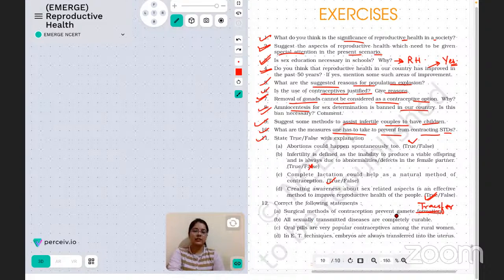Now, all sexually transmitted diseases are completely curable? No. कुछ ही curable होते हैं, कुछ uncurable होते हैं. Most of them are uncurable. Oral pills are very popular contraceptives except among the rural women. Oral contraceptives are very popular. Rural may be popular है, but this is also popular in case of the urban people as well. Urban women में भी ये popular है, तो दोनों हो जाएंगे इसमें. And in embryo transfer techniques, embryos are always transferred into the uterus. बिल्कुल भी नहीं. Embryos जो होते हैं वो ET के technique में fallopian tube में भी transfer किए जा सकते हैं. तो इसका ये reason हो जाएगा.